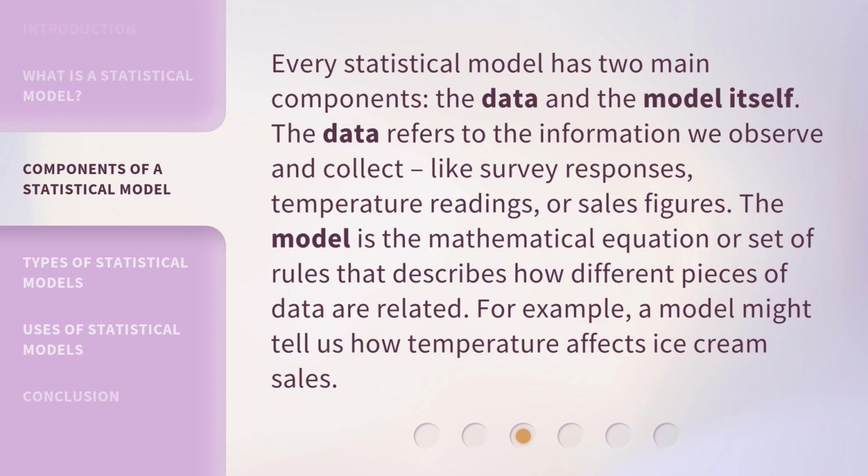Every statistical model has two main components: the data and the model itself. The data refers to the information we observe and collect, like survey responses, temperature readings, or sales figures. The model is the mathematical equation or set of rules that describes how different pieces of data are related. For example, a model might tell us how temperature affects ice cream sales.